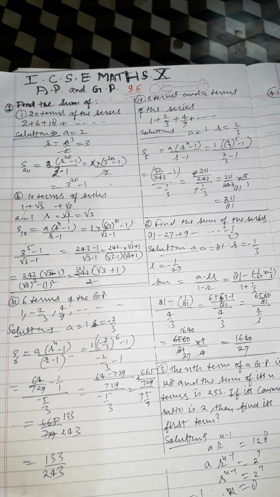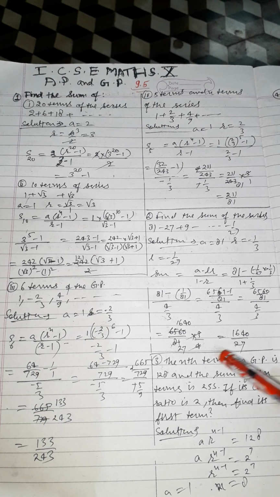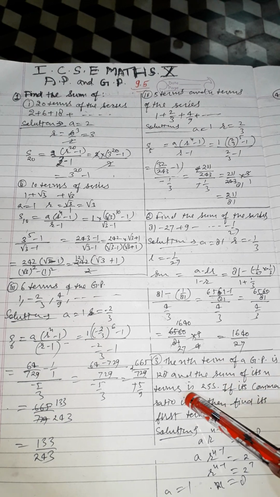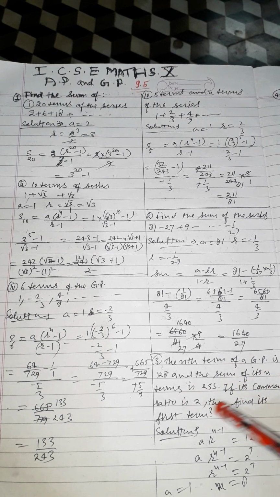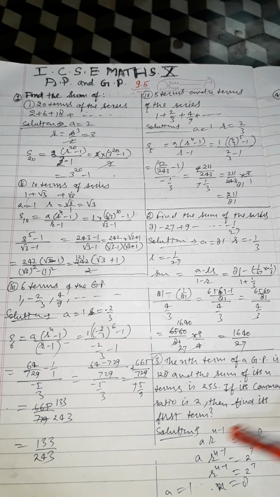Next sum. The nth term of a GP is 128 and the sum of n terms is 255. If the common ratio is 2, find its first term. A R to the power n minus 1 is equal to 128, which is 2 to the power 7. A is equal to 1 and n is equal to 8.